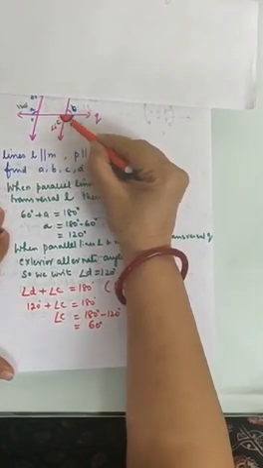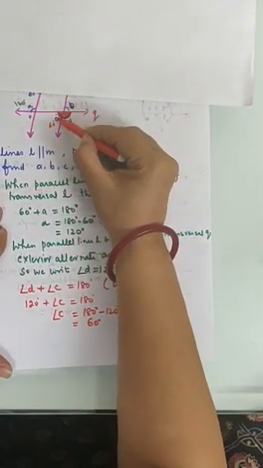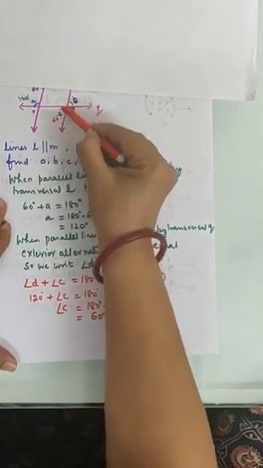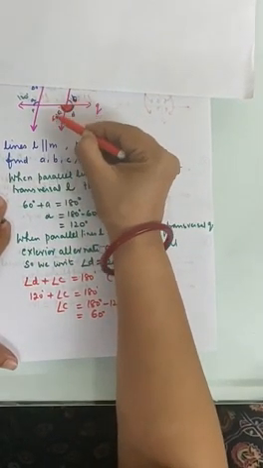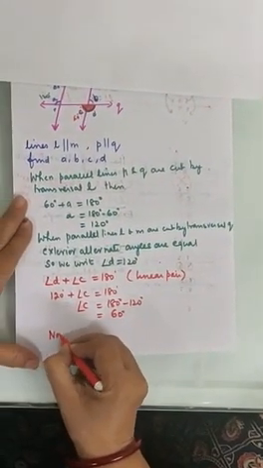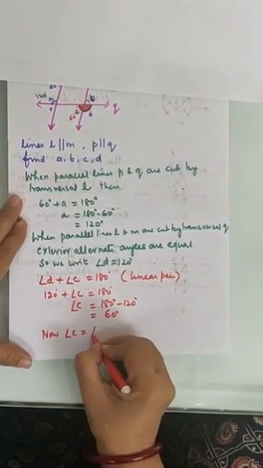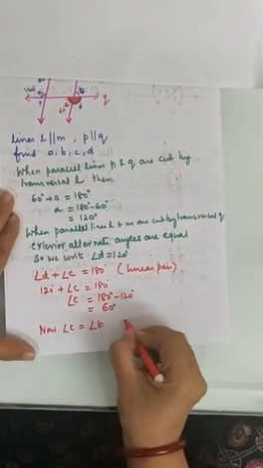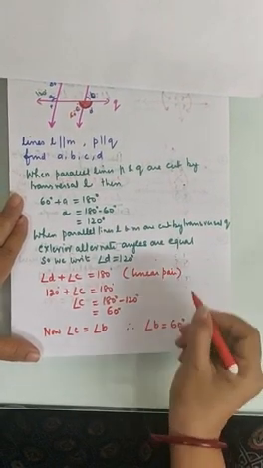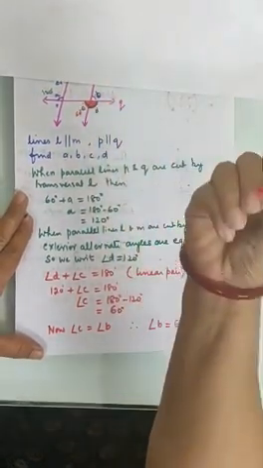Now see here. Angle C is equal to angle B. Vertically opposite angles. When two lines intersect, pairs of opposite angles are equal. So we write now angle C is equal to angle B. Therefore angle B is equal to 60 degrees. Because this is 60 degrees, this will also be 60 degrees.